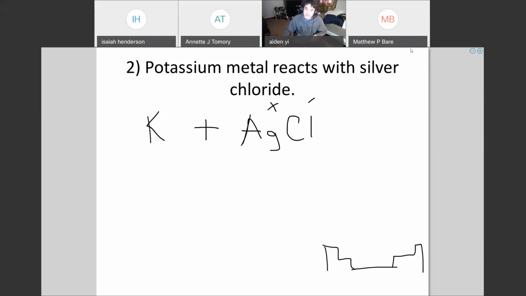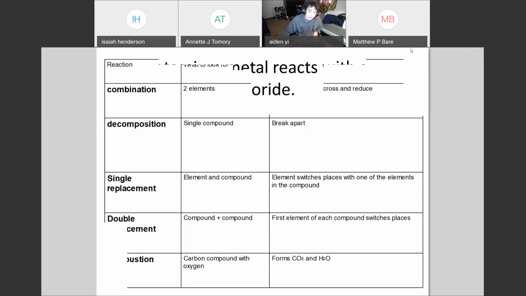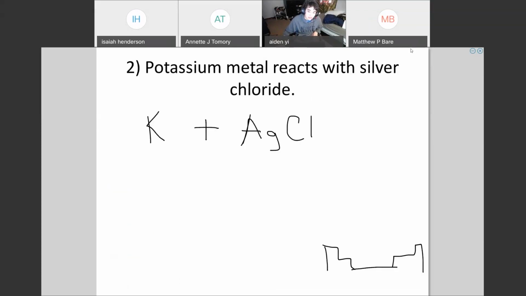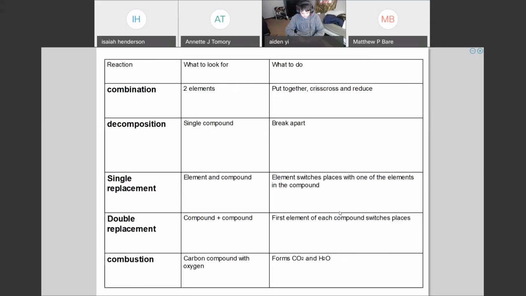So we need to analyze what we have here first. We have Ag and Cl. When we crisscross, it just becomes AgCl. Now we need to go to our chart. Is K an element or a compound? Element. AgCl, element or compound? Compound. So we have an element and a compound. If I go over to the next screen, I'm looking for element and compound. What kind of reaction is that going to be? Single replacement. Right here.